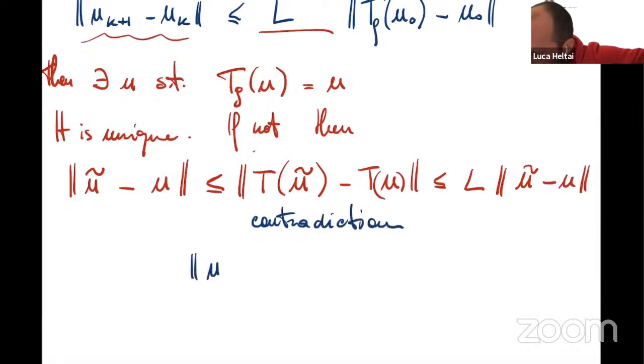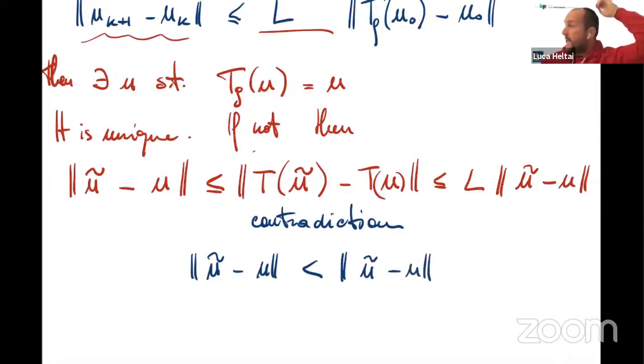Because I'm saying that the norm of U tilde minus U is strictly smaller than the norm of U tilde minus U, because L is strictly smaller than 1. Okay, so this proves uniqueness. So U is unique.